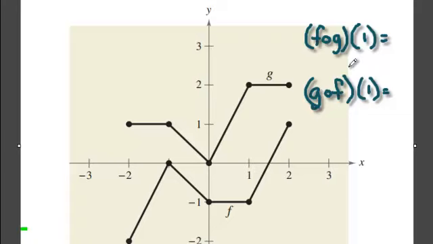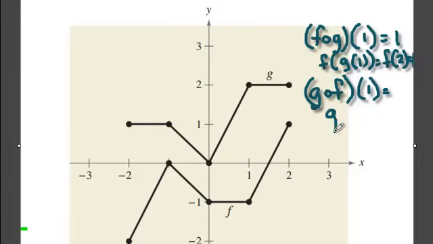Alright, let's do f of g of 1. Remember that this also represents f of g of 1. Might be a little easier to look at. Go deep inside. Let's go find g of 1. So g of 1, when x is 1, g is 2. So now you're going to find f of 2, and f of 2 when x is 2, f is 1, so this equals 1.